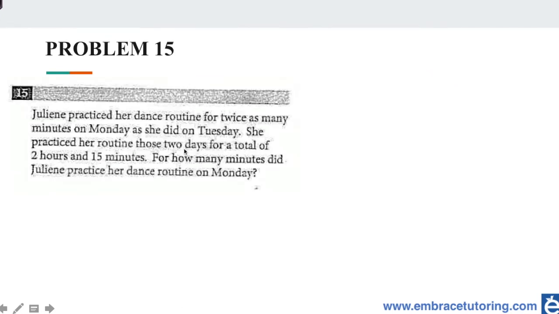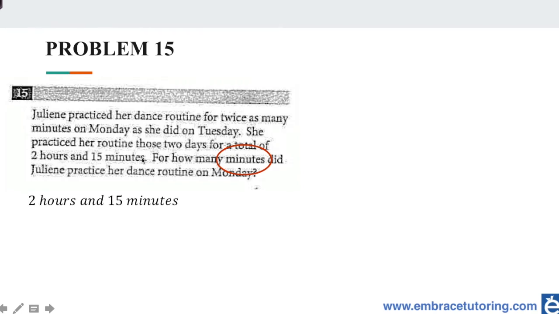Problem number 15 states, Julian practiced her dance routine for twice as many minutes on Monday as she did on Tuesday. She practiced her routine those 2 days for a total of 2 hours and 15 minutes. For how many minutes did Julian practice her dance routine on Monday? Now, I do see that it's asking for minutes, and it's also giving me a slight equation telling me that she danced for twice as many minutes on Monday as she did on Tuesday. But here, they do a subtle thing where they say 2 hours and 15 minutes.